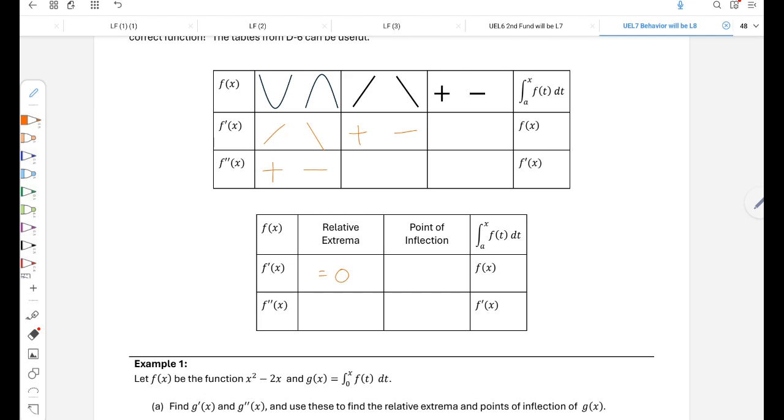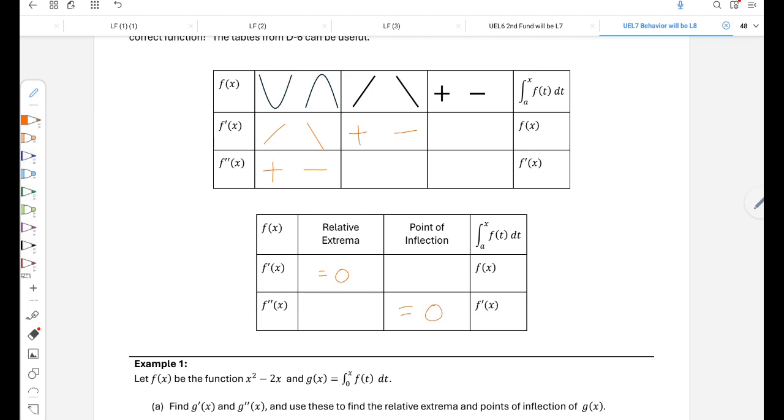If I'm at a point of inflection, there's also something that equals 0, but what is it? That would tell me I'm at a relative extrema. That would be f prime, still f prime. It is f double prime, yes.